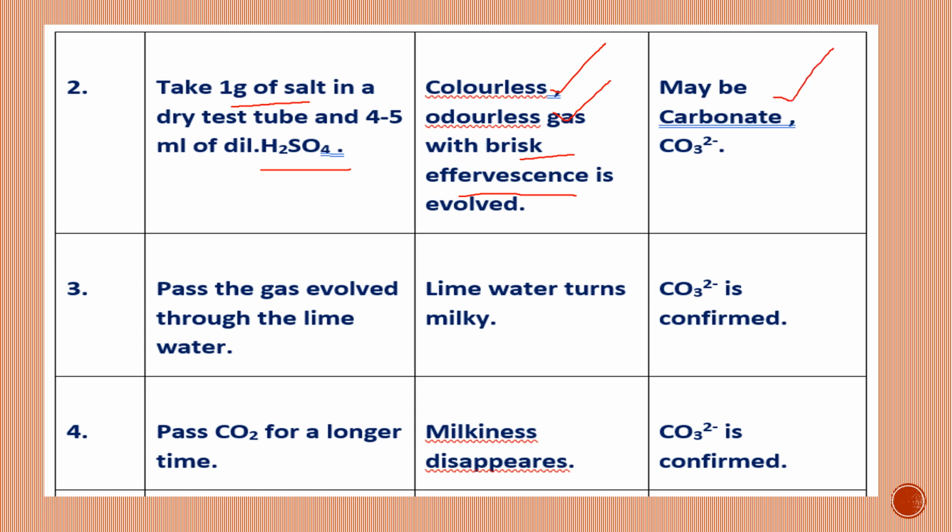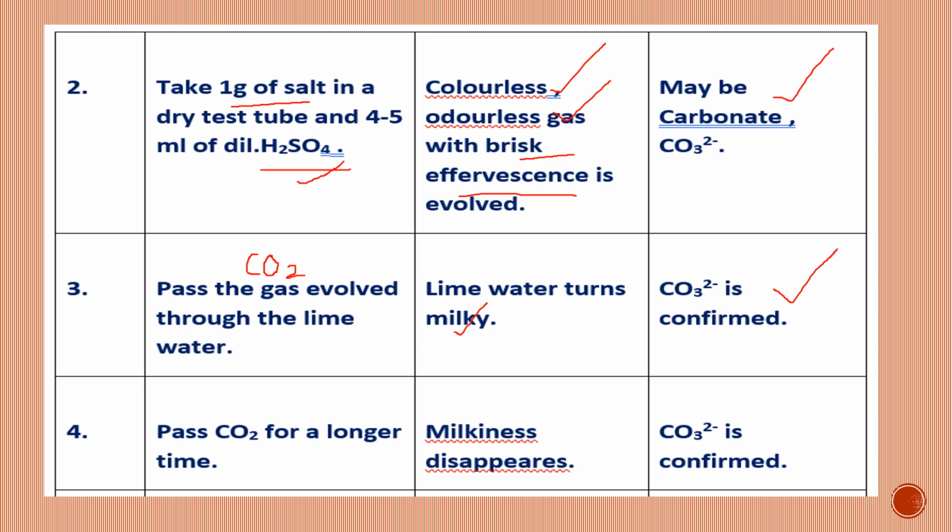Now we'll carry out the confirmatory tests. The gas which is formed in this step would be carbon dioxide, because when carbonate comes in contact with an acid, it produces CO2. So pass the gas evolved, that is carbon dioxide in this case, through lime water. Lime water turns milky because of the formation of calcium carbonate, which is insoluble in water, and it confirms there is carbonate. So this is the confirmatory test.